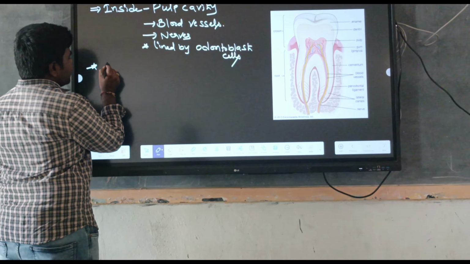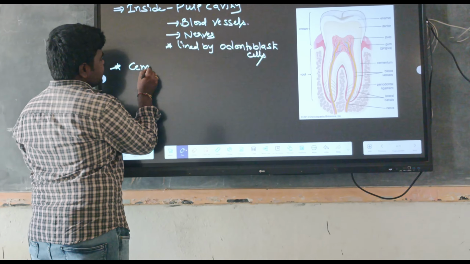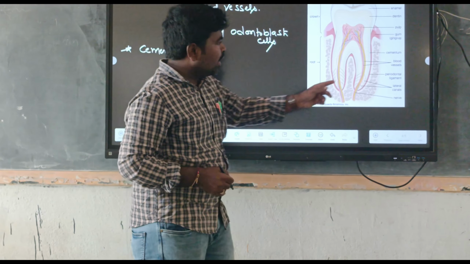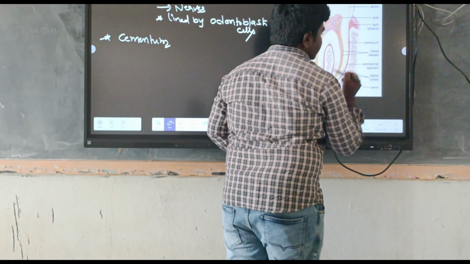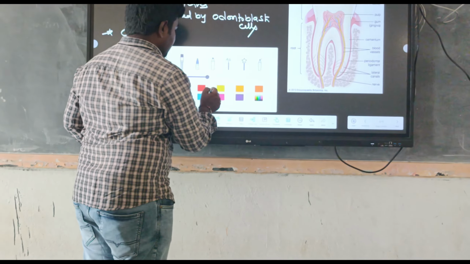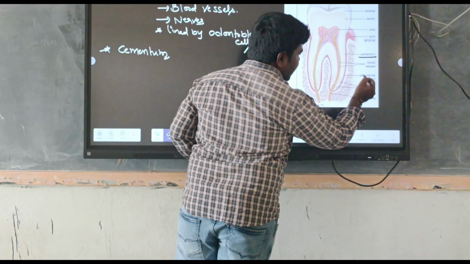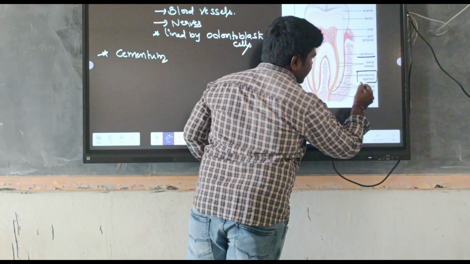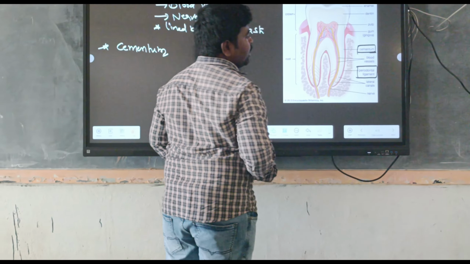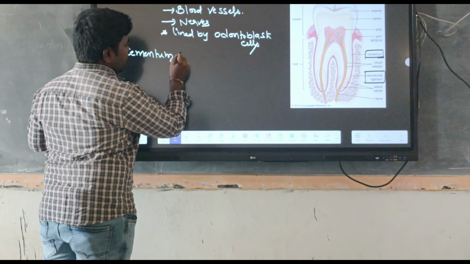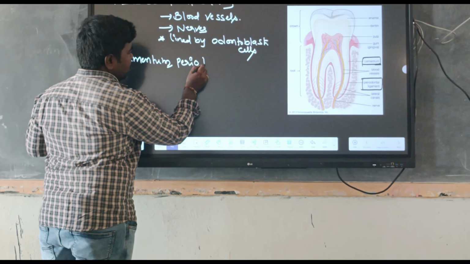Now the last one: the root part of the tooth is embedded into the sockets of the jawbone. Which structure helps here? Cementum. Look at that, this layer is called cementum, and the other layer is called the periodontal membrane. Cementum and periodontal membrane.